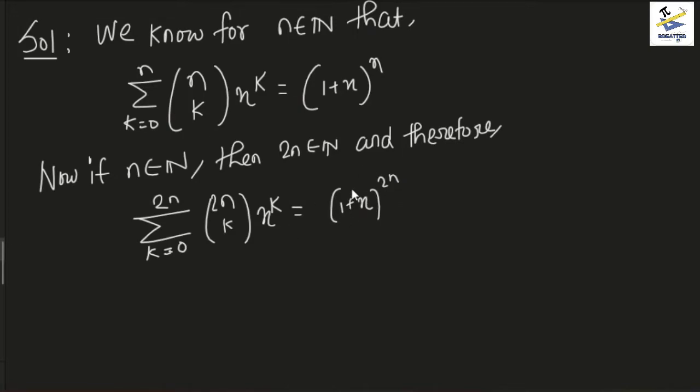So up to this step I think we all understand, because we know that for a natural number n, the summation k equals 0 to n, nCk x to the power k, is basically (1 + x) to the power n. Now if n is a natural number, then so is 2n, right? And therefore the same summation can also be written as k equals 0 to 2n, 2nCk x to the power k, and it would be just (1 + x) to the power 2n, right?